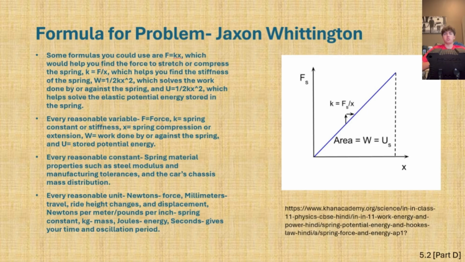Another one that you'll use, nowhere near as common as those two, is either W or U equals 1/2 kx squared, which comes from the area under the force versus displacement graph that I showed over here. All variables in units like force in newtons, displacement in millimeters or even meters, and energy in joules, they all pretty much tie together to describe how the spring stores and releases energy in a more predictable, more measurable way.